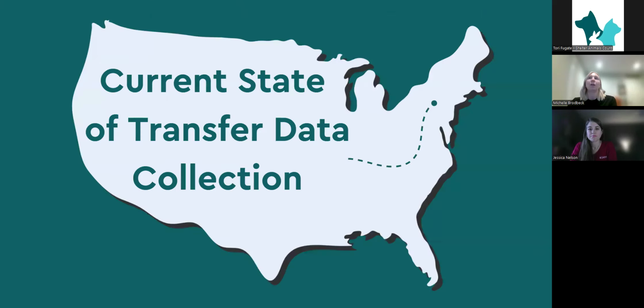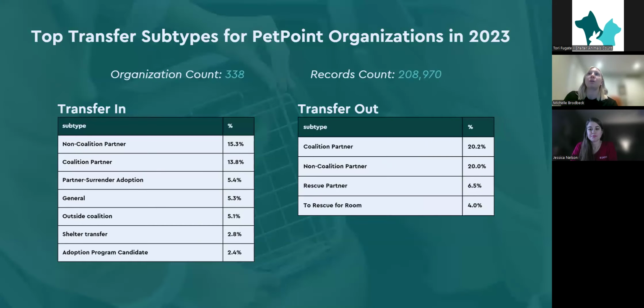And now that we've established an understanding of transfer programs and trends and how their volume has shifted, we can dive deeper into the current state of transfer data collected beyond just intake and outcome types. Specifically, I'd like to focus on the types of subtypes we're currently tracking. So below, we have a short list of the top 10 transfers for PetPoint organizations in 2023.